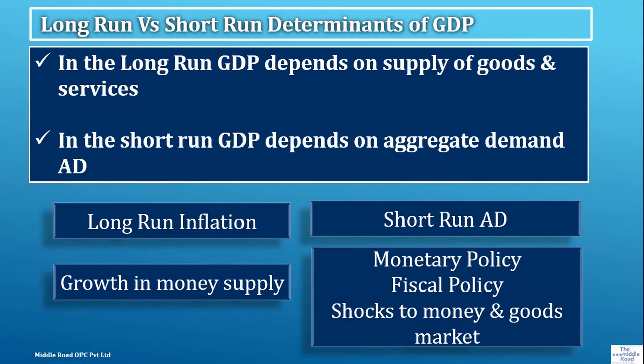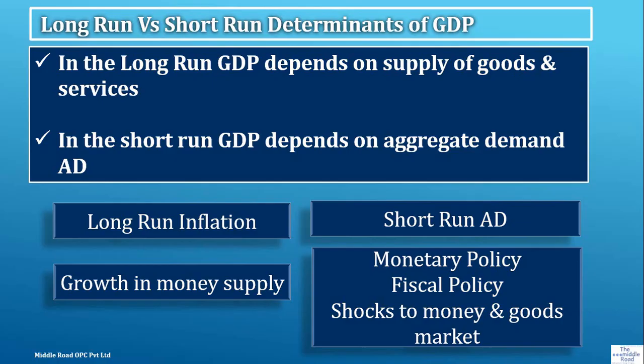Just to give you a fair idea of what we're going to be saying: in the long run, we'll see that GDP depends upon the supply of goods and services. This is not very evident, but as we go along and learn, in the long run GDP is totally dependent on the supply of goods and services, whereas in the short term we talk about aggregate demand as an influencer. We have seen that prices are sticky in the short period of time. We saw in the first presentation that prices don't move even if demand falls.